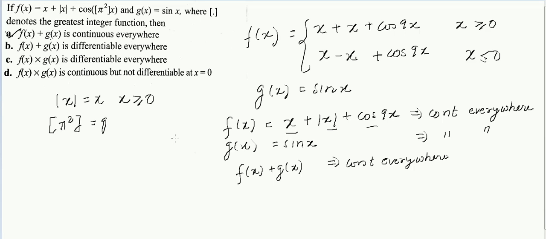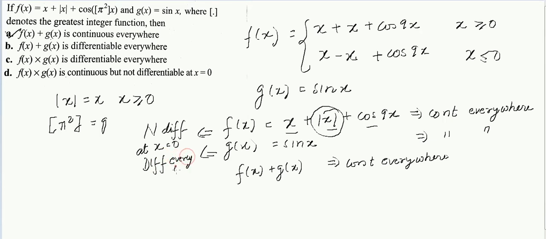Now if we talk about the differentiability, we know that f of x will not be differentiable at 0. The reason being, modulus x is not differentiable at 0. So x plus modulus x plus cos 9x will happen to be non-differentiable. So this function happens to be non-differentiable at x equal to 0. Okay. And g of x happens to be differentiable everywhere, because we do not find any kind of corner in this graph. Okay.